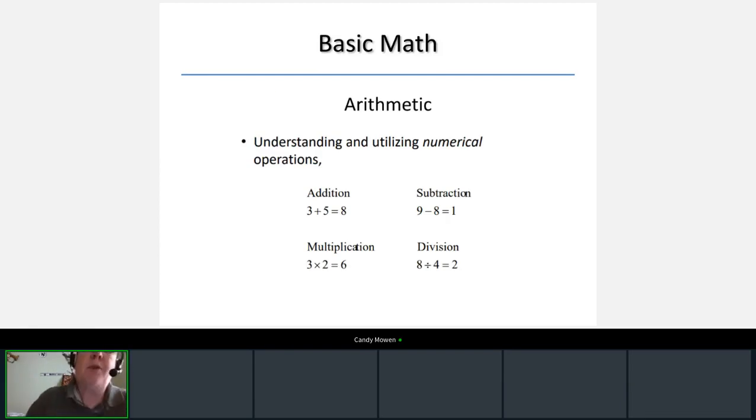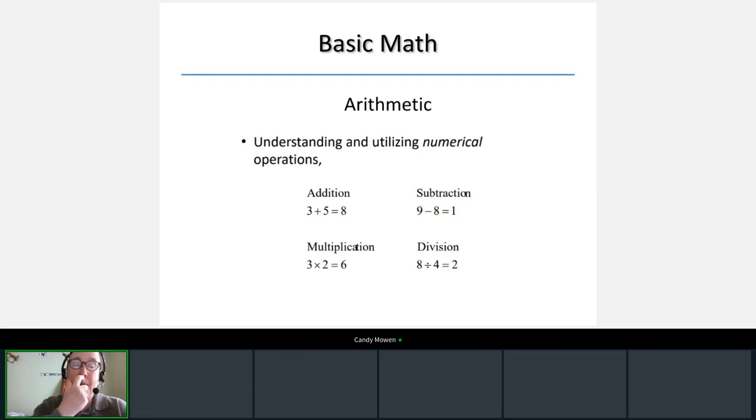Basic math is probably just dusting off a little bit of review: understanding and utilizing numerical operations. We have addition, subtraction, multiplication, and division, and we know how to deal with those. Sometimes when we are dealing with signs, I'm going to give you a quick overview, because signs are very important, but they have different rules as we use them, and we will be using them when we get into algebra.